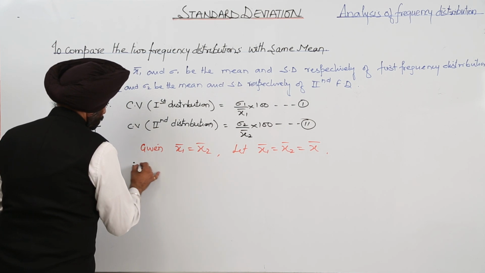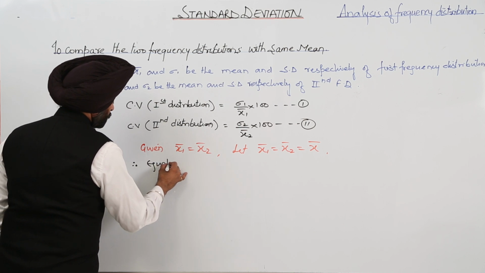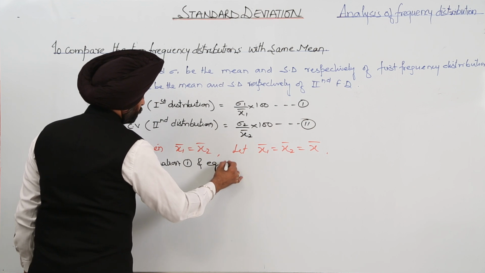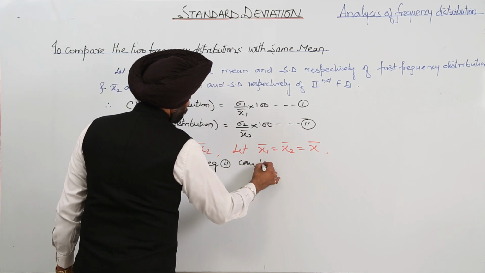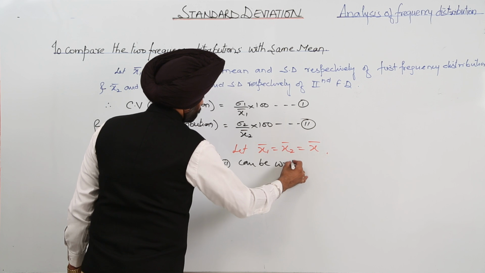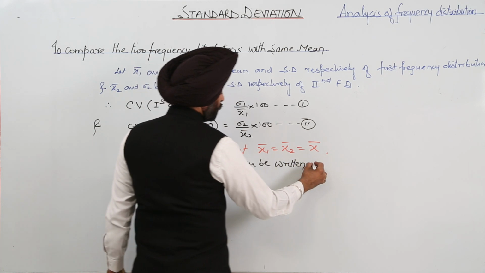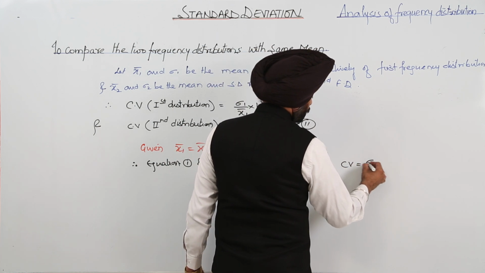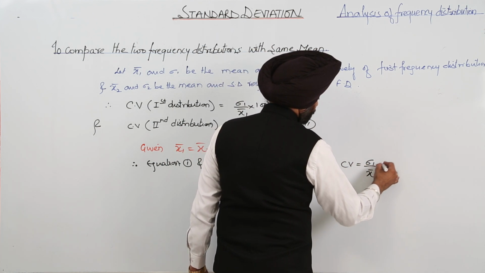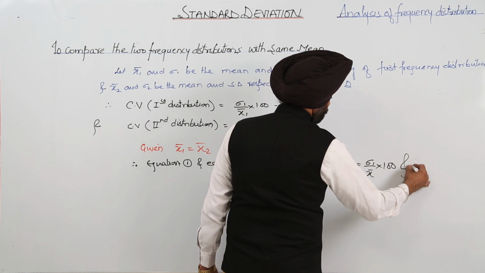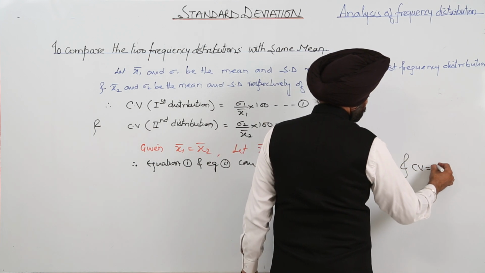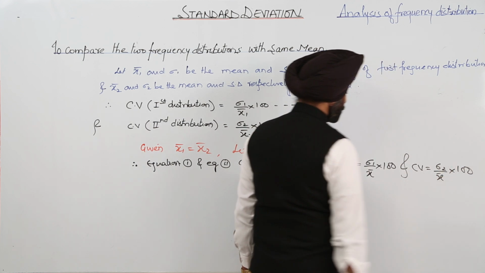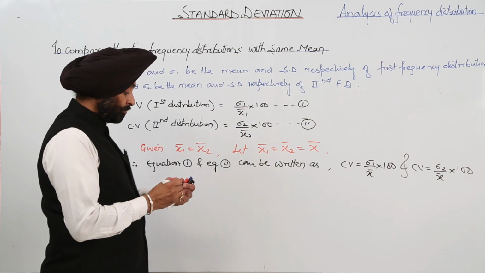Therefore, equation 1 and equation 2 can be written as, now what we can write it? We can write CV, the coefficient of variation, is equal to sigma upon mean times 100, and CV is equal to sigma 2 upon x mean times 100, okay, because mean is same.